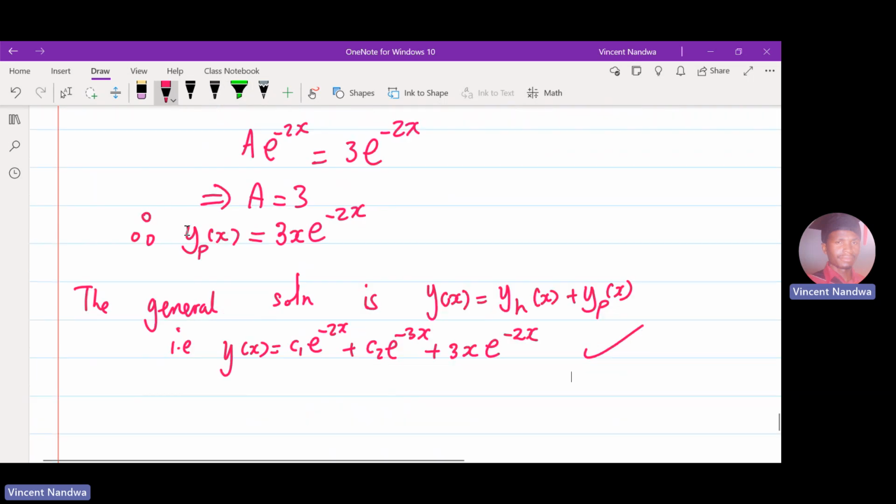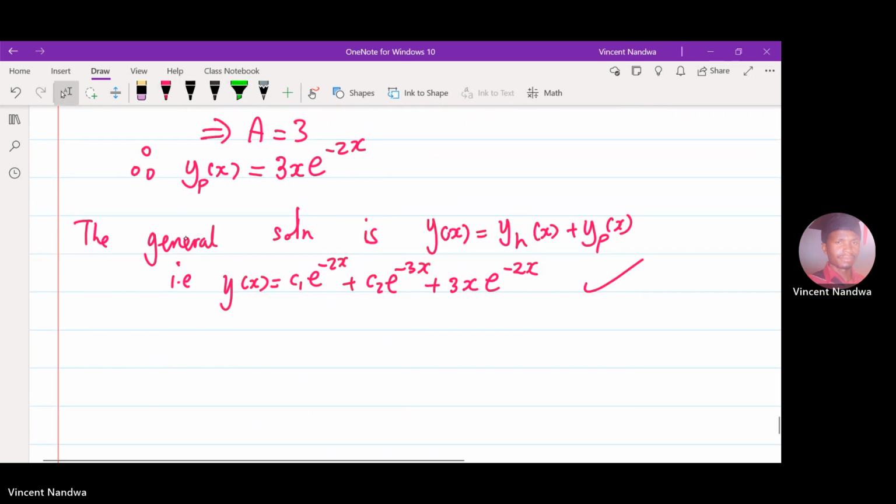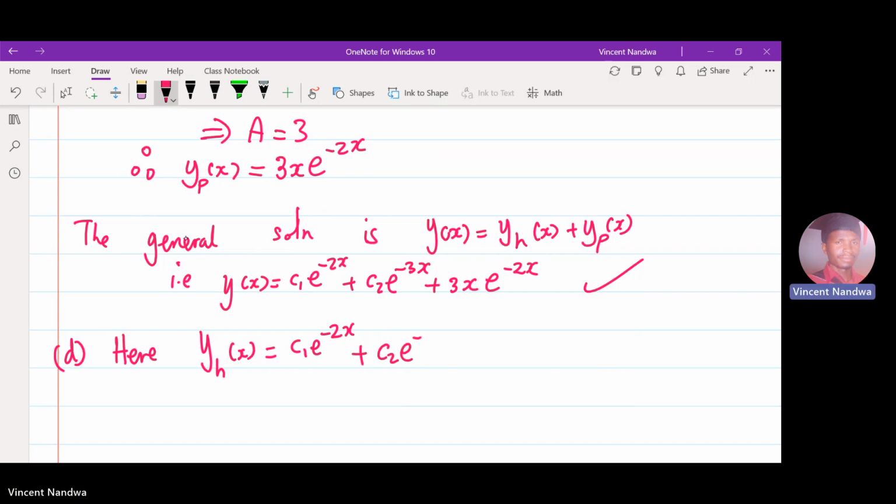Then the last part, D. For D, we are also not worried about the YH solution. It will be the same thing, because the structure of the homogeneous part is exactly the same as the previous three cases. So YH remains C1 e raised power minus 2x plus C2 e raised power minus 3x, as in the previous case.